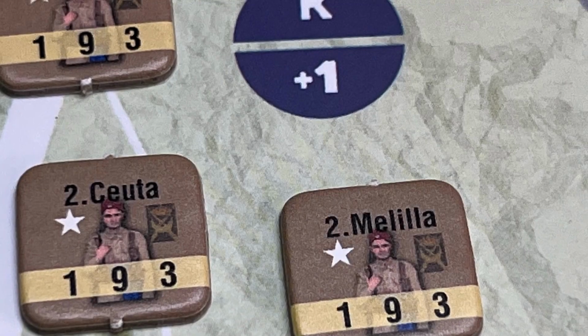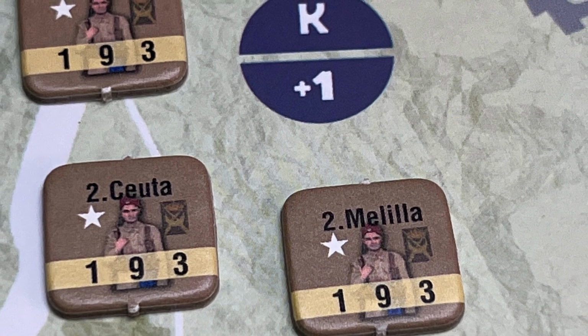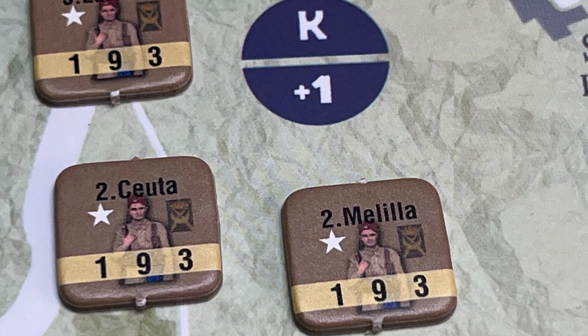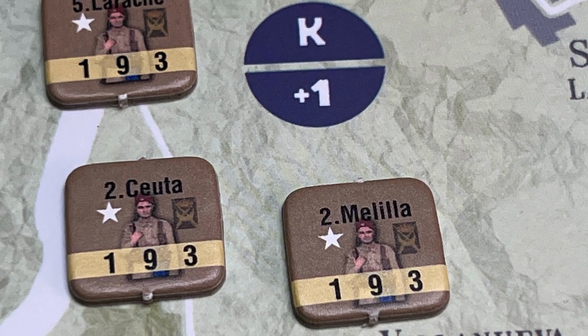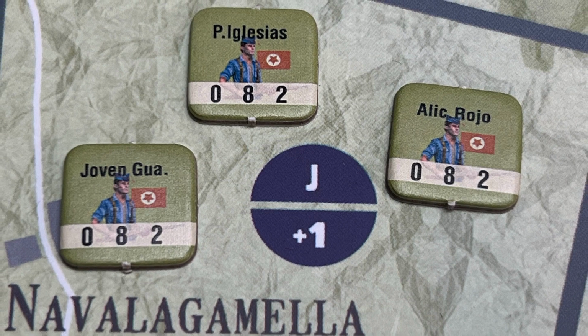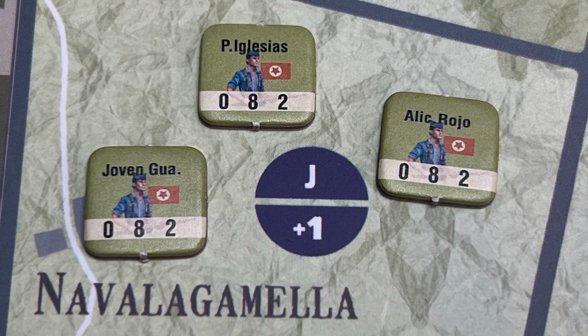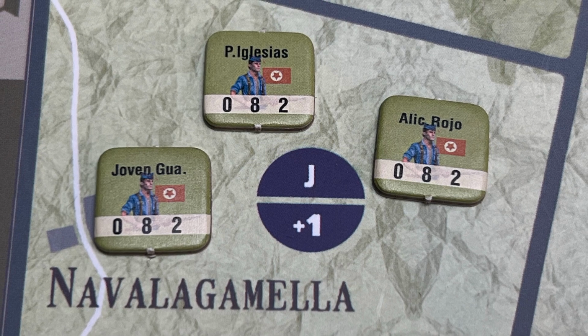Many units in this game show a star on their left-hand side. These are shock units, which are capable of performing an assault action, which combines movement and combat. Units without the star symbol are low-quality militias and are called line units in the game.